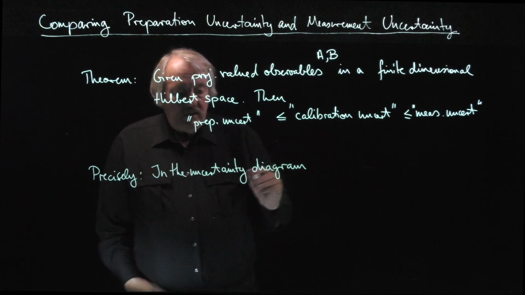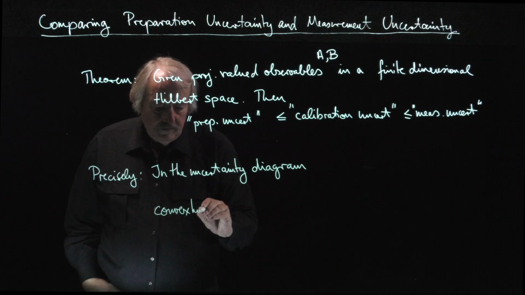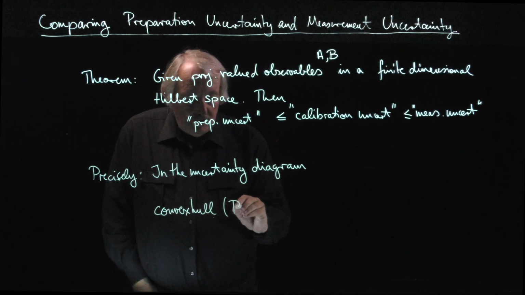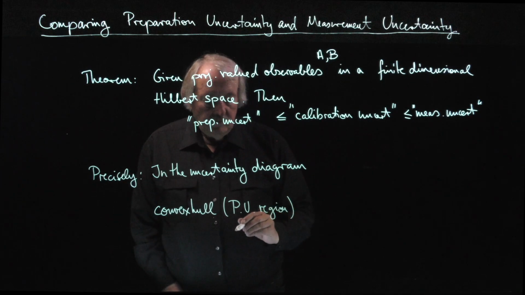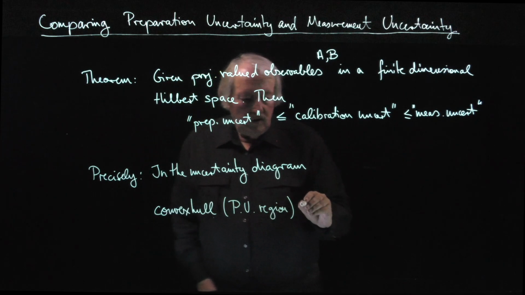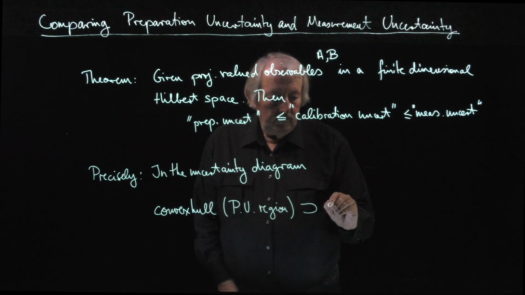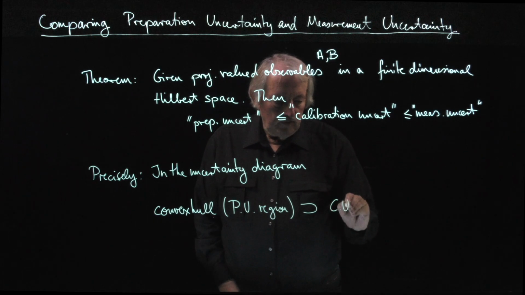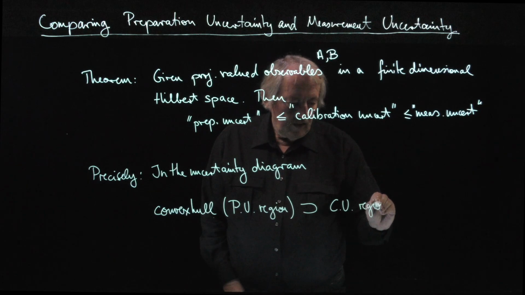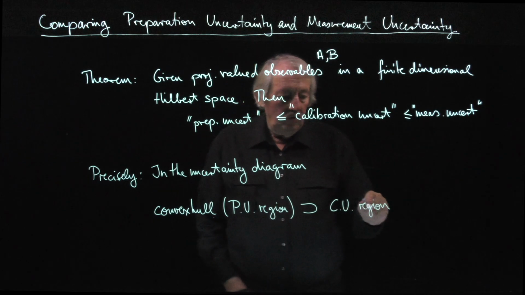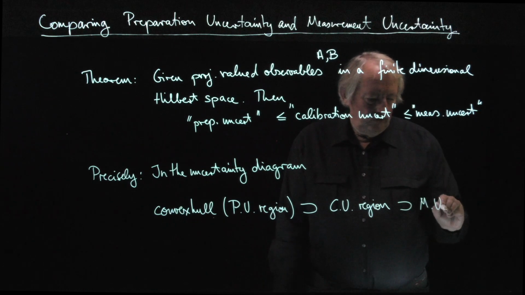So in the uncertainty diagrams, the convex hull of the preparation uncertainty region is actually the biggest of these. Is larger than the calibration uncertainty region, and because these quantities are smaller, so this is larger than the MU region.